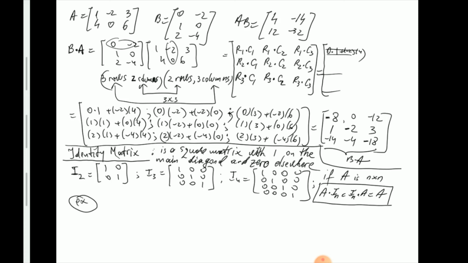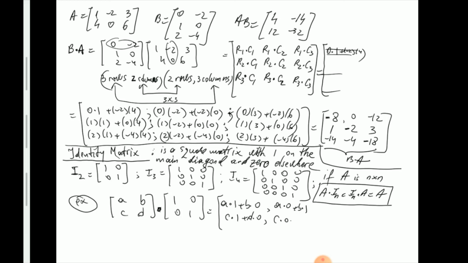For example, let's say I multiply a 2 by 2 matrix, let's say with entries A, B, C, D, times 1, 0, 0, 1. So if you follow carefully the way matrix multiplication is defined, row 1, column 1, row 1, column 2, C times 1 plus D times 0, C times 0 plus D times 1. No matter what A, B, C, D are, you always get the same. Okay, so any 2 by 2 matrix times I2 will give you the same 2 by 2 matrix.